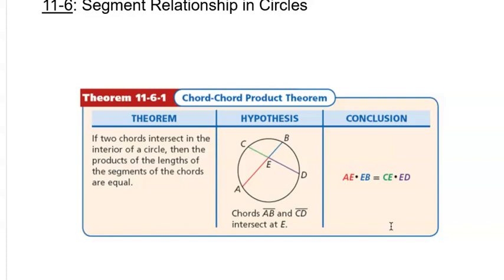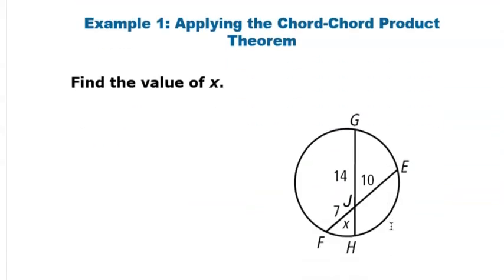Let's try to apply this in our first example. Example 1, applying the chord-chord product theorem. So we're going to find the value of x by applying the theorem we just read. This picture may be a little bit confusing, but just to clarify, JH is what x is. Okay, so let's take each portion of the chord and do product. Product of the two equals the product of the other two.